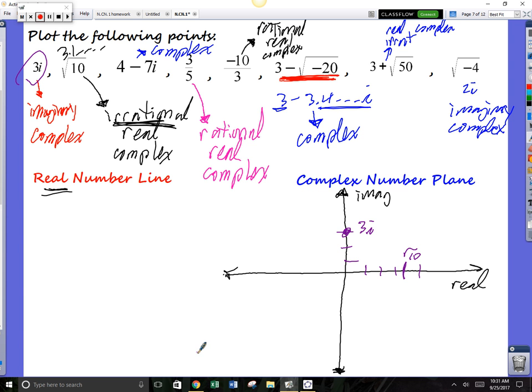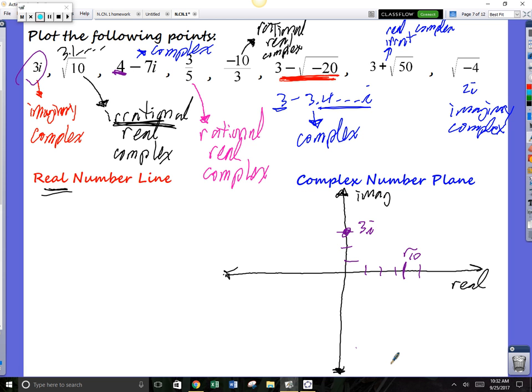Okay, now this part, McKenna. Let's do this complex. Let's do 4 minus 7 imaginaries. Where does 4 minus 7 imaginaries end up? You gotta guess, McKinnon. Where are you guessing? So do your real part. So go over 4. So go 1, 2, 3, 4. But then you got to do your imaginary part.